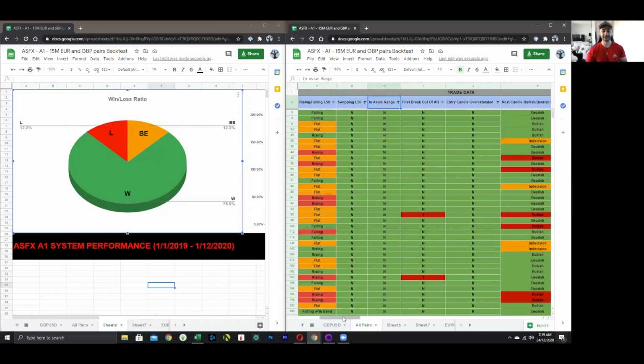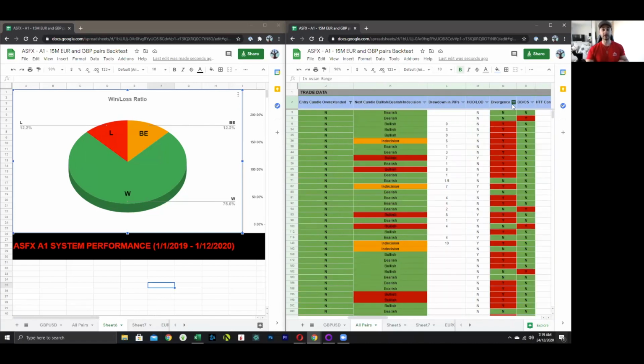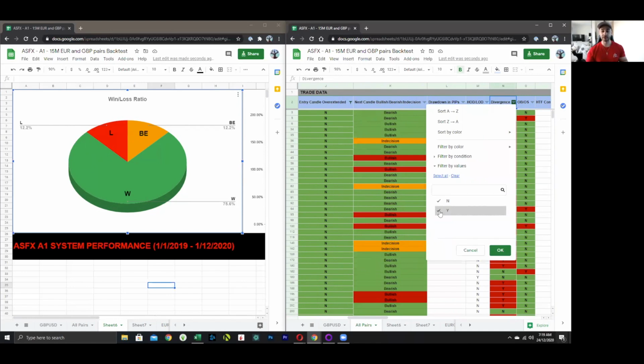Exactly. So dude, if you take the divergence out, what are you seeing? Like a 90% win rate? It's probably crazy. Well, no, because I'm locking my stop, and obviously it's going to dramatically reduce the trade sample size.